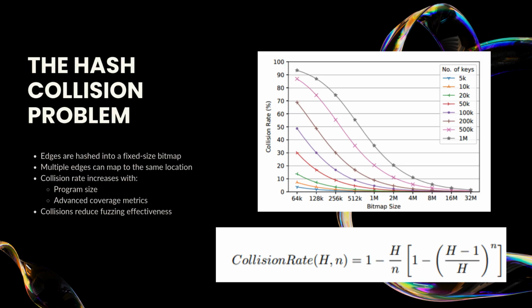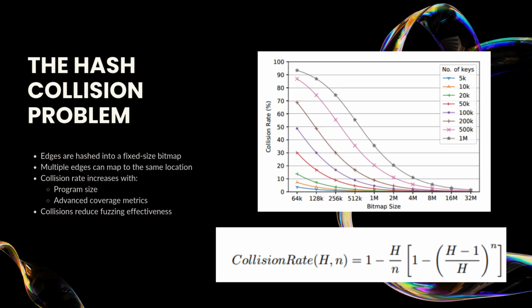At first glance, this might not seem like a major issue, but as programs grow larger, the number of edges increases significantly. Real-world applications can easily contain tens of thousands or even hundreds of thousands of edges. Meanwhile, AFL's default bitmap only has 65,536 slots. Even if edges were distributed perfectly uniformly, we would quickly start seeing collisions. And in practice, collision rates of 30 to 50% are common. This means that a large fraction of edges are sharing bitmap locations.